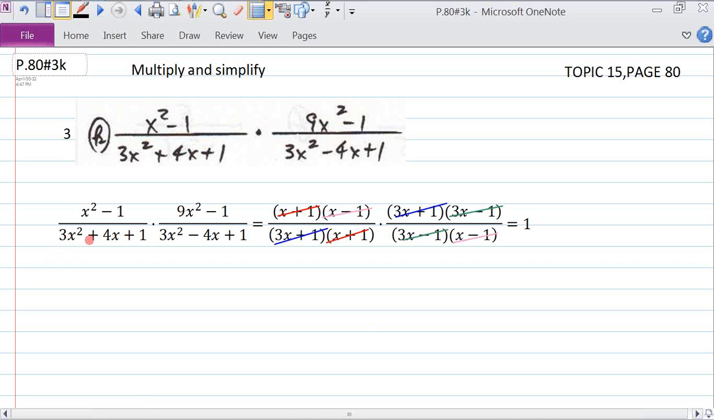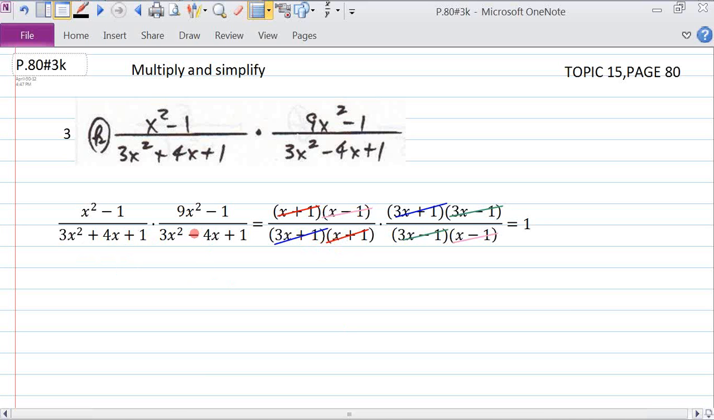When we factor this one, now look at this. This is plus and this is plus. Then the signs between these can only be plus. So in this case, 3x times x gives me 3x squared. The outer is plus 3x. The inner is plus x. They sum to give me the middle 4x. And the last times the last gives me plus 1. So that one, obviously, because this is plus, both of these have to be plus.